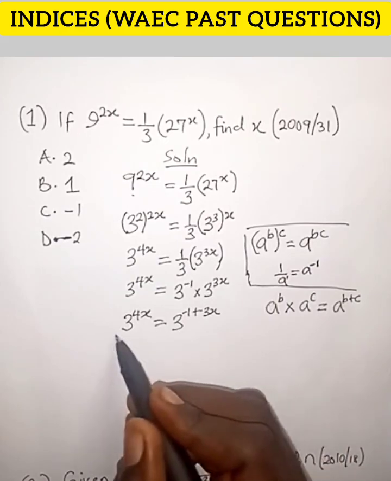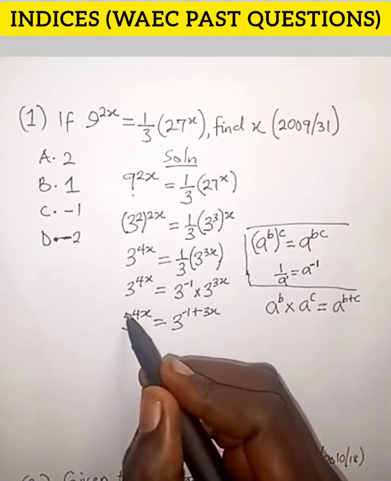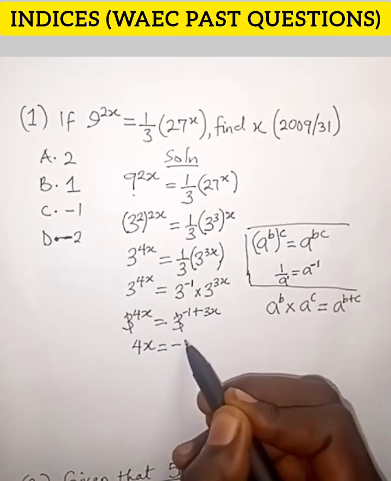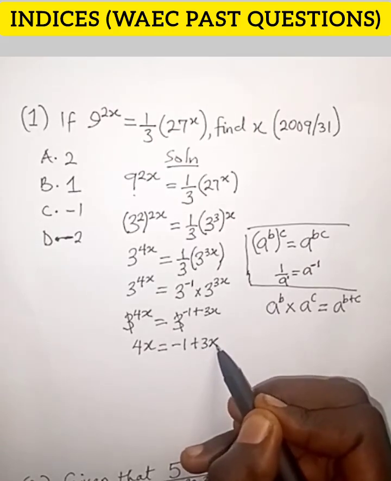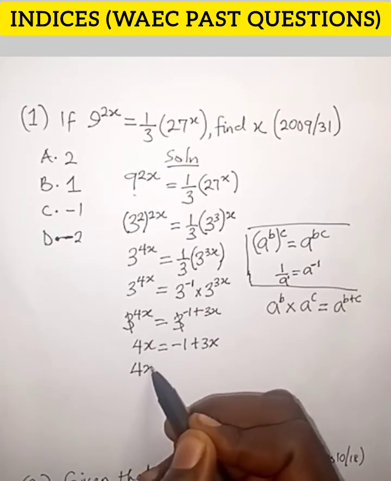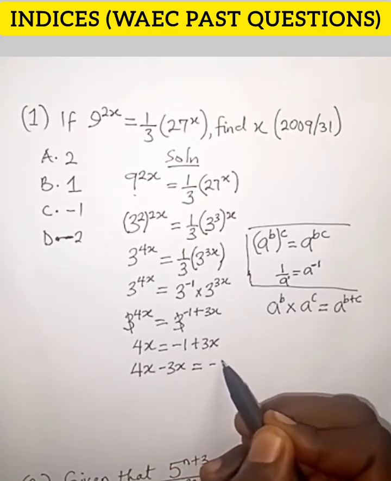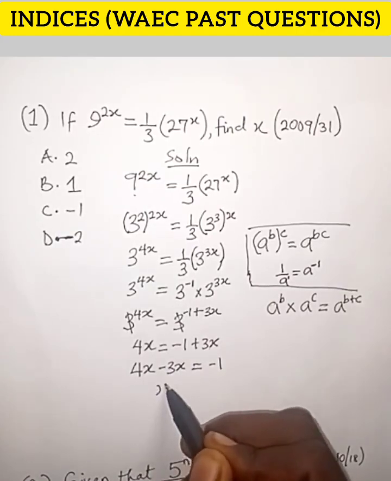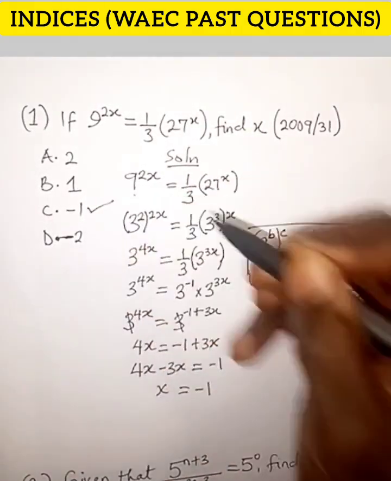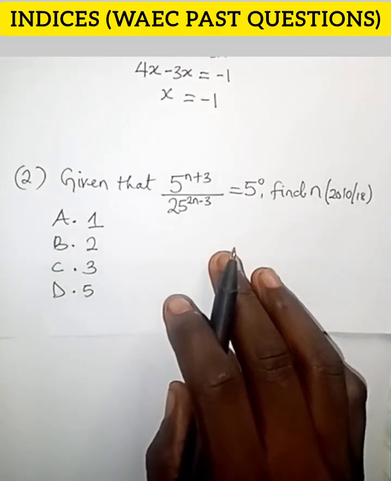Then when the bases are the same, you equate the powers. So I can cancel out the base. Then we have 4x equal to minus 1 plus 3x. Then from here we move 3x to the other side, which will be minus 3x, equal to minus 1. So we have x equal to minus 1. So our answer will be C.